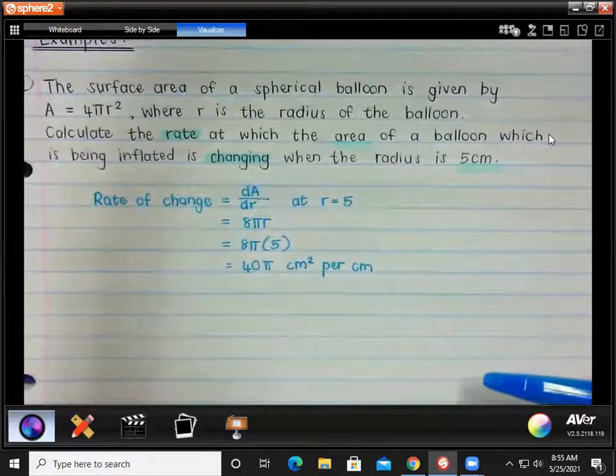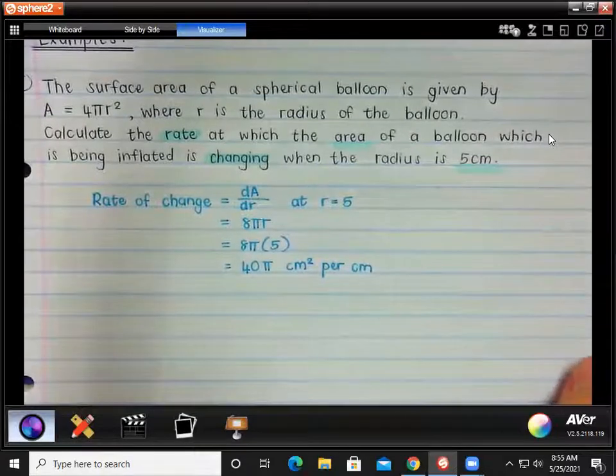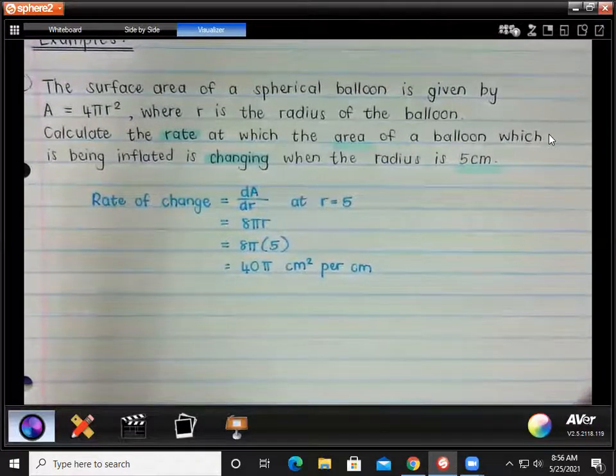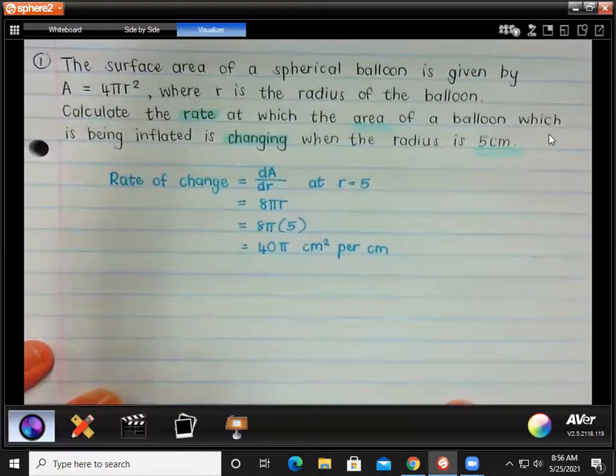Yes, so at that specific point, it's almost like when we're finding the equation of the tangent: only at that specific point is that the equation of the tangent. So yeah, it's a bit of a silly thing. We're going to do another example now where we're asking different types of questions as well, not just rate of change.